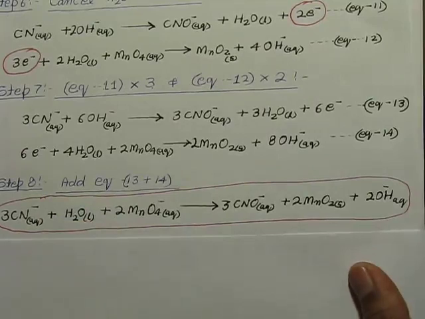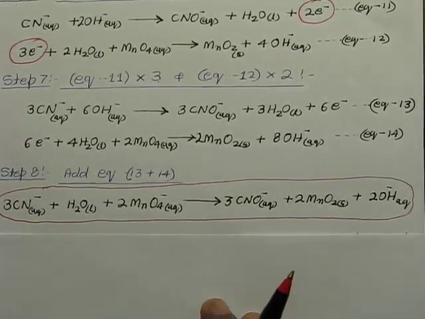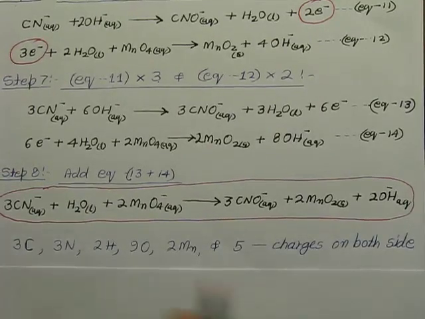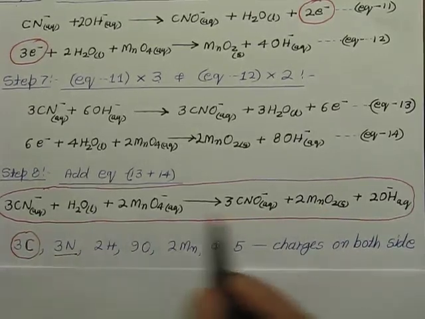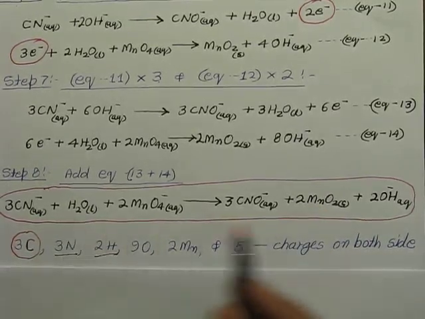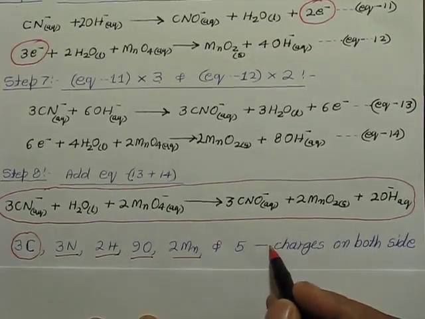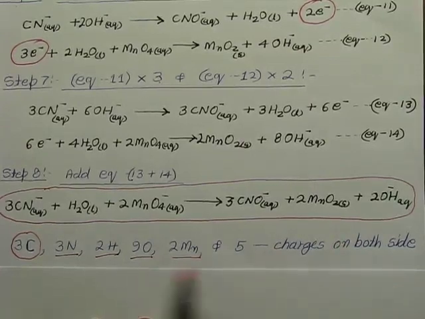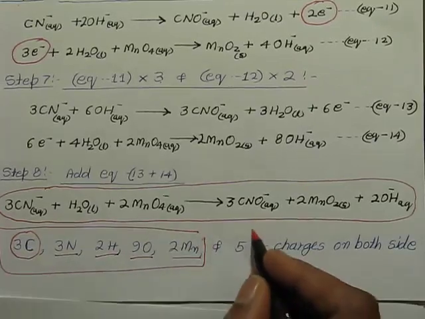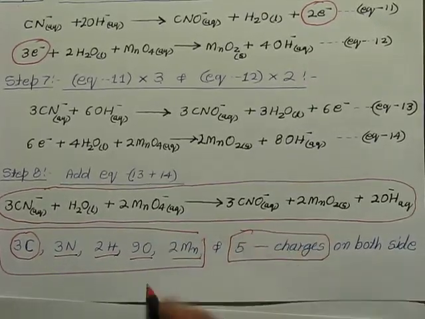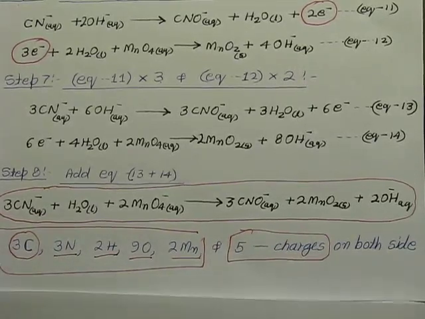solution. So this is our redox reaction we balanced in the basic solution, and if you count, everything is balanced, so there are 3 carbon on both sides, 3 nitrogen on both sides, 2 hydrogen on both sides, 9 oxygen, 2 manganese and 5 negative charges on both sides. So you can see that all these correspond to the mass, and this is charge. So mass and charge both will be conserved in this reaction whenever we balance a redox reaction.